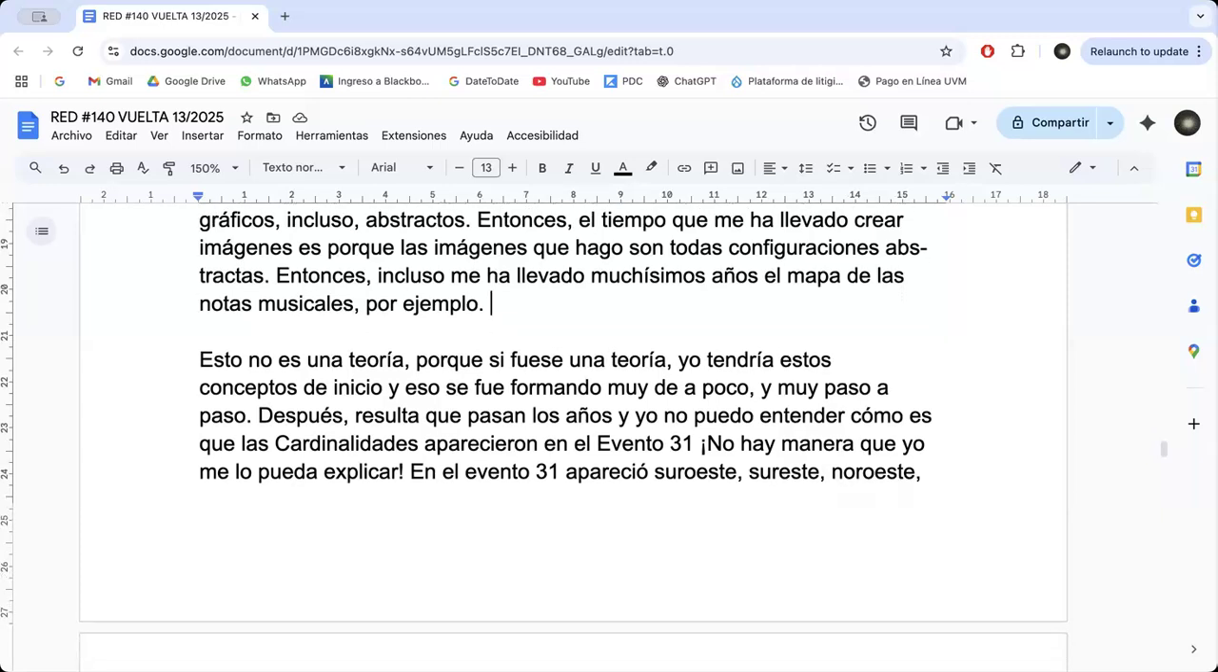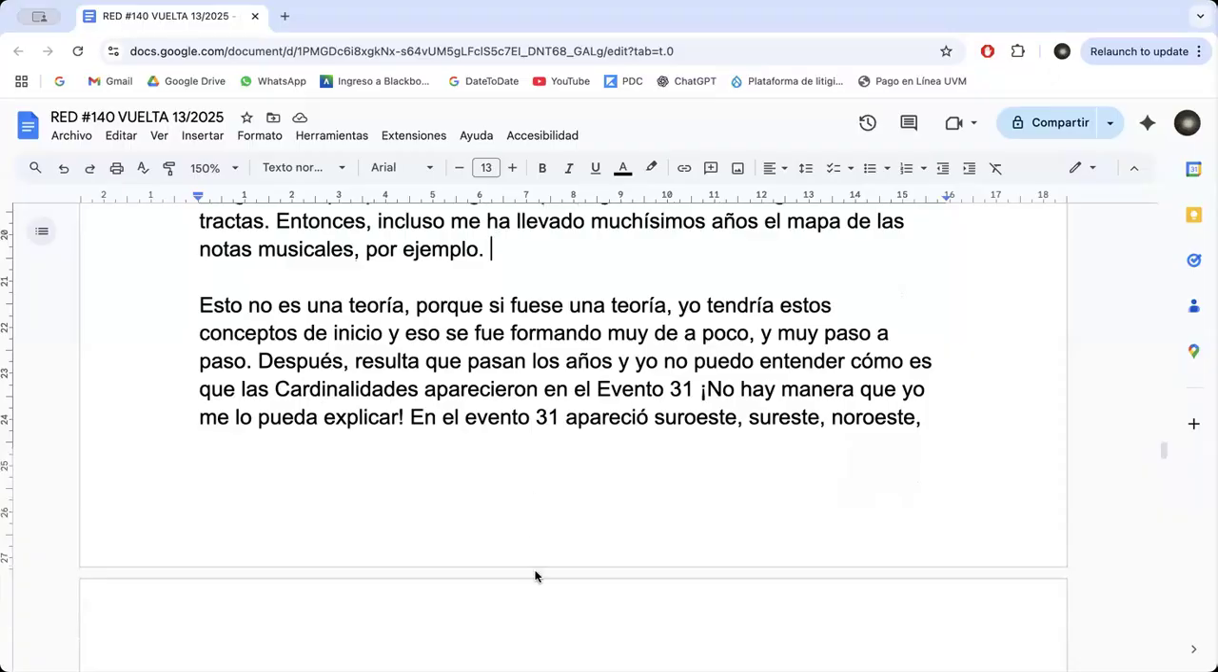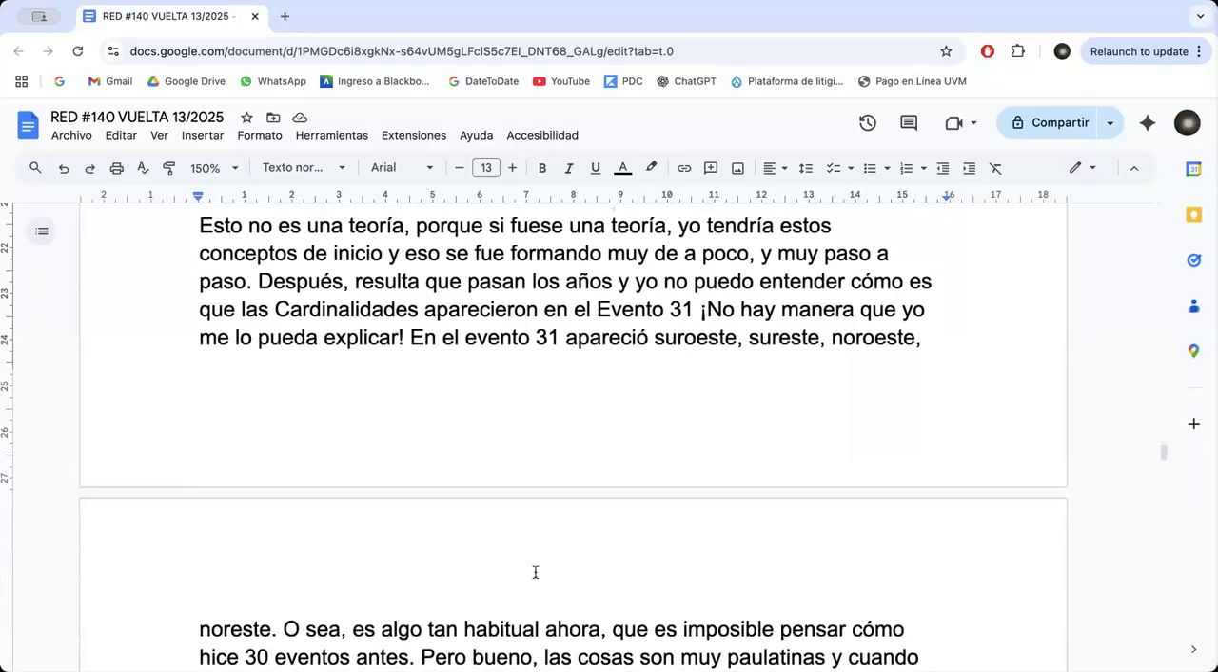And it has taken her a long time to generate images, because these images that she makes are all abstract configurations. So like in the case of the musical notes graph, it took her many years to do that. So this is not a theory, because if it was a theory, she would have all of these concepts from the beginning. And it is not the case, because these concepts have been formed very slowly.